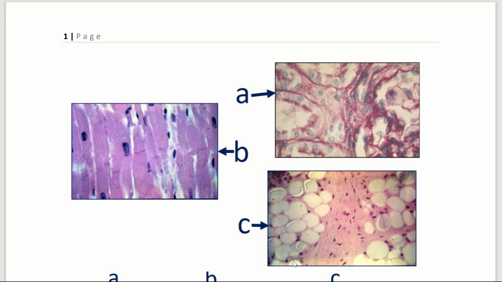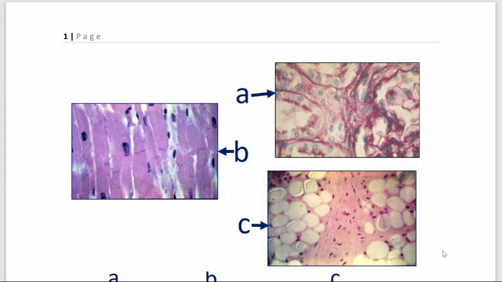And then C is going to be pointing to connective tissue, right? So this is connective tissue. You've got a bunch of fibroblasts in here. You've got a bunch of adipose white fat cells in here. So that is all connective tissue as one of our four big tissue types.